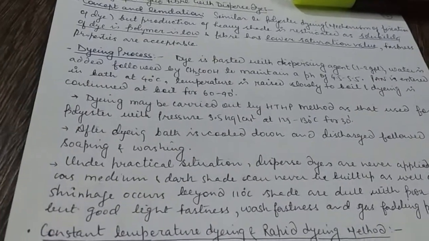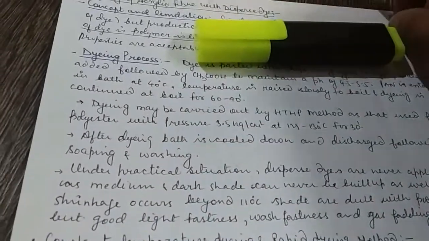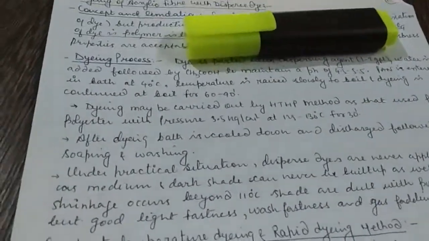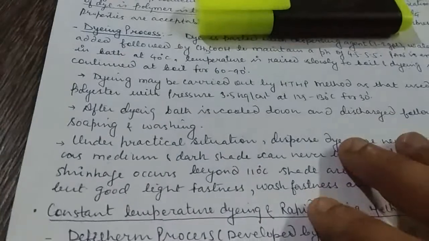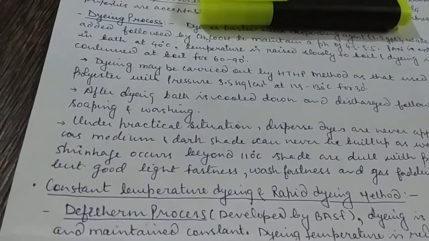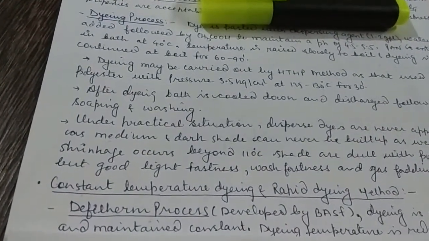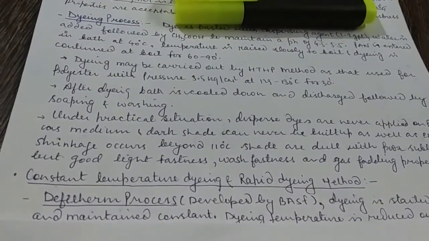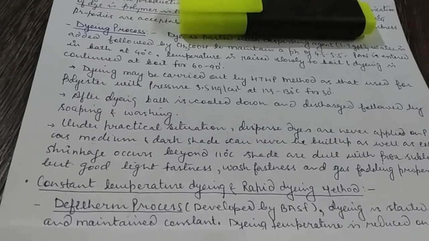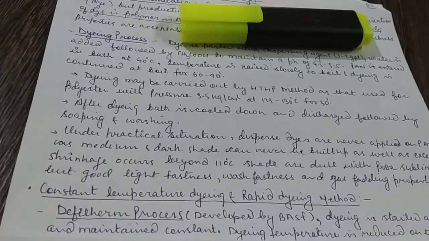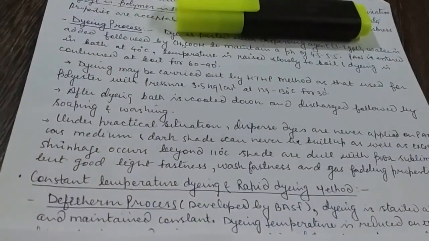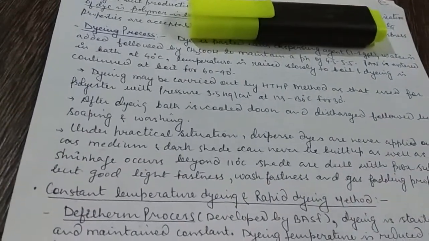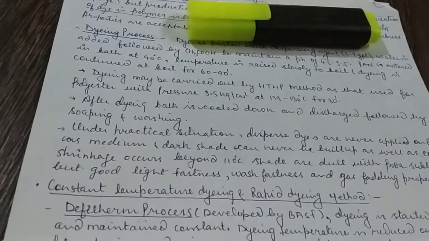Now we will discuss some newly developed technologies or methods for dispersed dyeing on acrylic fiber. One method is named the Diphtherum process, which was developed by BASF, one of the prestigious chemical industries. This is a constant temperature dyeing method. Here, the temperature of dyeing is constant, that's why it is called a constant temperature dyeing method.